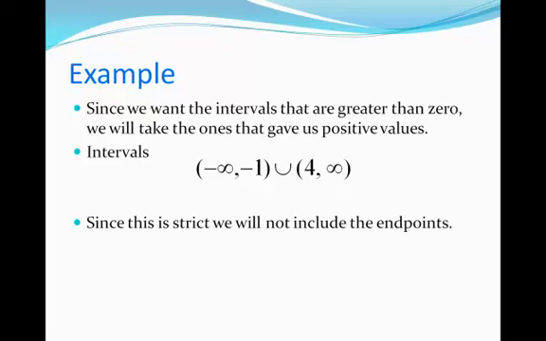Now keep in mind that the inequality present is a very strict inequality. It says strictly greater than, so we will not include the endpoints. Now if it said greater than or equal to, then we'd actually use a square bracket on the -1 and on the 4, just to show that those are included. But definitely watch those as you're working through the problems.